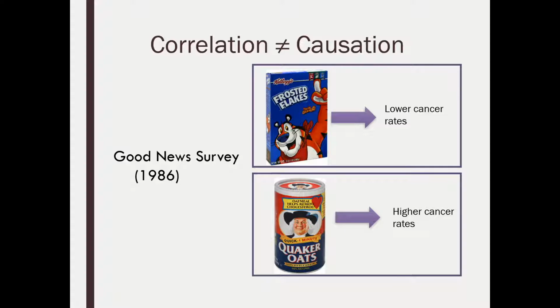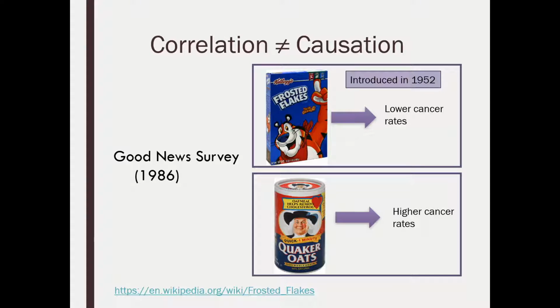We always want to go with the simplest explanation possible, right? So the Good News Survey was conducted in 1986. Frosted Flakes were invented in 1952. So in 1986, people who ate Frosted Flakes as children were probably no more than like 45 at the time of the Good News Survey, maybe 50. Whereas people who ate Quaker oats for breakfast could be any age and probably tilted a little bit older, right?